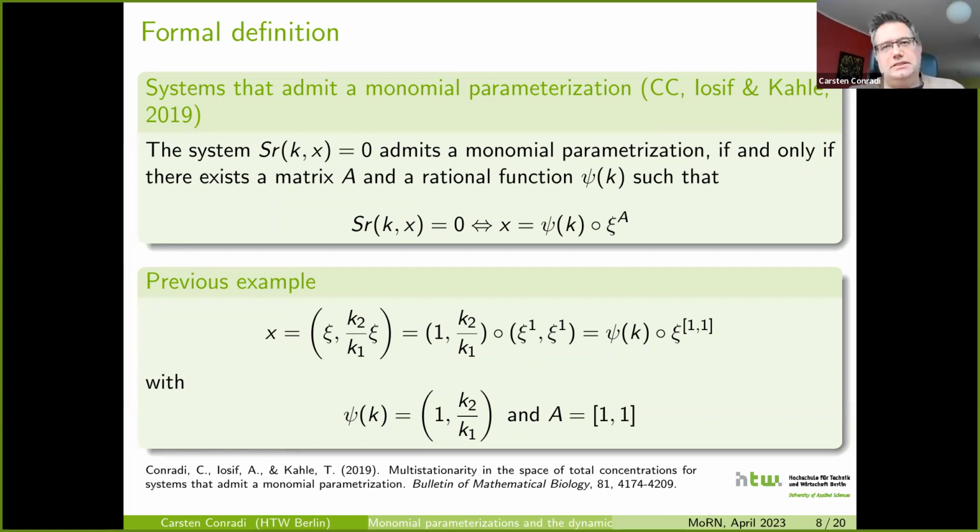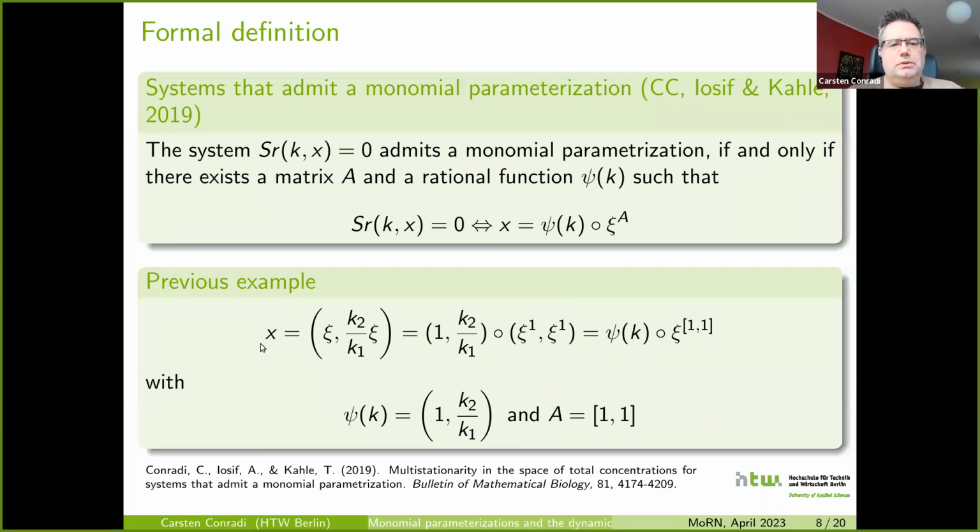So the psi is the rational function that depends on the rate constants. It comes from the network. The psi are the free variables, the free objects in the parameterization. And the A is a matrix that defines the monomials in the parameterization. Every column of A defines one monomial, one psi monomial.